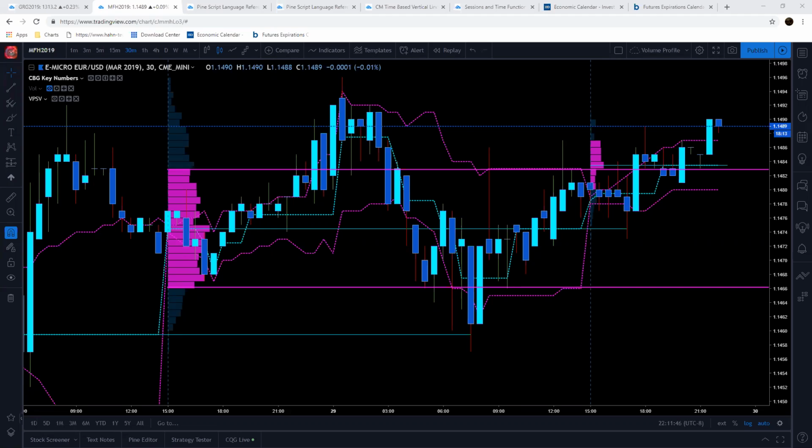I wanted to go over a new indicator that I've been working on. This indicator is for TradingView, which is my main trading platform these days.